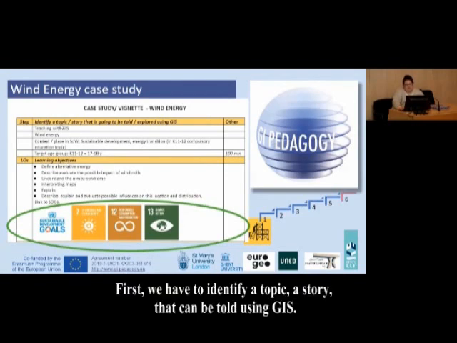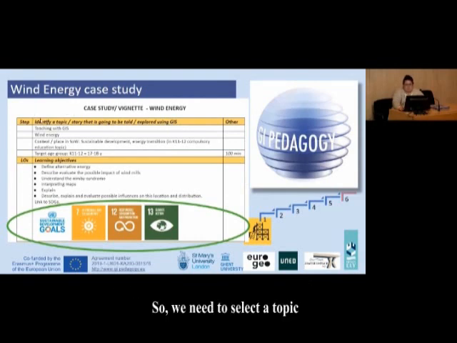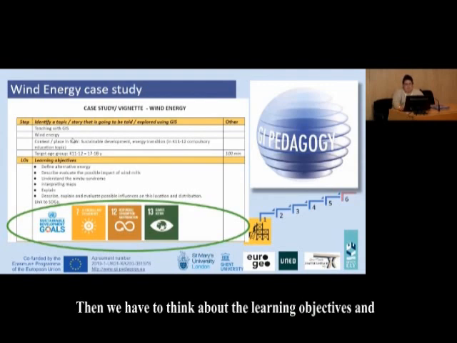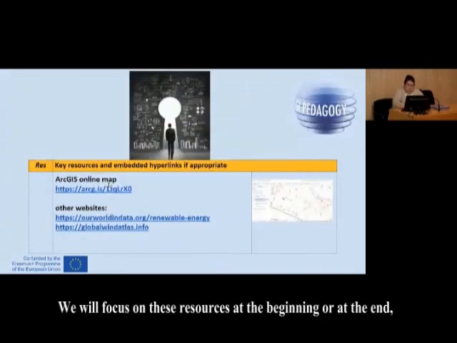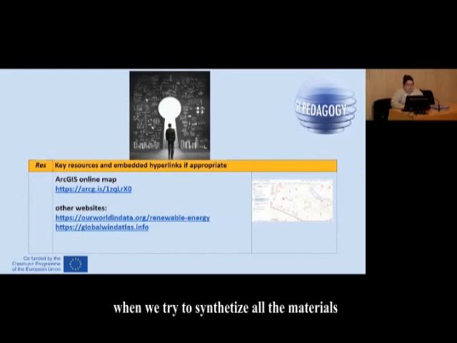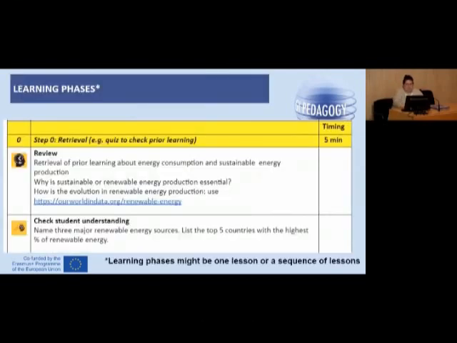We have to identify a topic, a story that can be told using GIS. So we need to select a topic. Then we have to think about the learning objectives, what we want to achieve. And thirdly, we need a plan of resources. We will focus on these resources at the beginning or at the end when we try to synthesize all the materials. And we set the learning phases with the step 0, as you see.